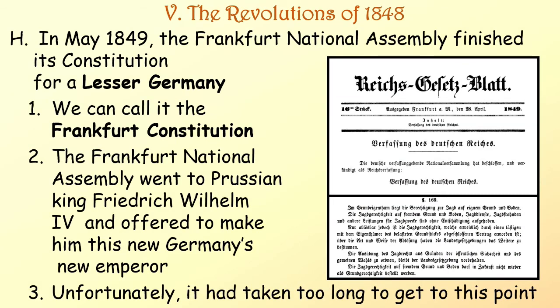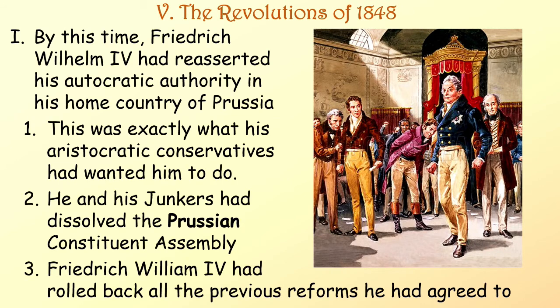In May of 1849, the Frankfurt National Assembly finished its constitution for a Lesser Germany. We can call it the Frankfurt Constitution. And the Frankfurt National Assembly went to Prussian King Friedrich Wilhelm IV and offered to make him this new Germany's new emperor. Unfortunately, it had taken them too long to get to this point. By this time, Friedrich Wilhelm IV had reasserted his autocratic authority in his home country of Prussia. And this was exactly what his aristocratic conservatives had wanted him to do. He and his Junkers had dissolved the Prussian Constituent Assembly that had been working on a new Prussian constitution. And Friedrich Wilhelm IV had rolled back all the previous reforms that he had agreed to.